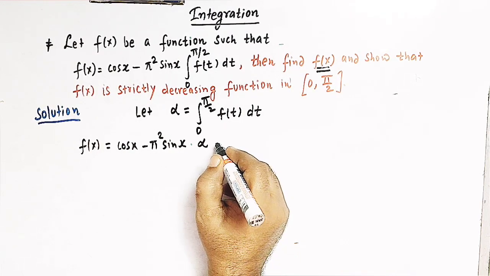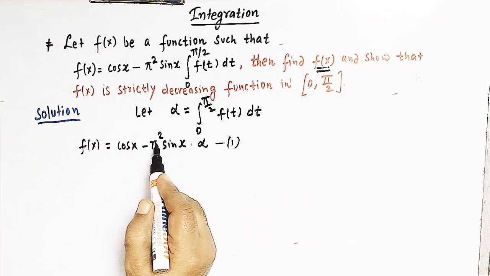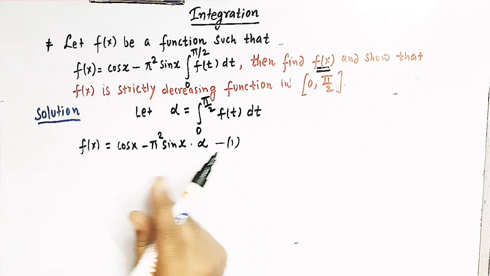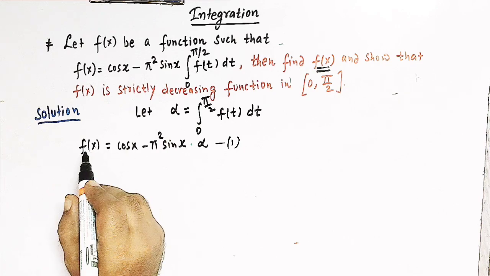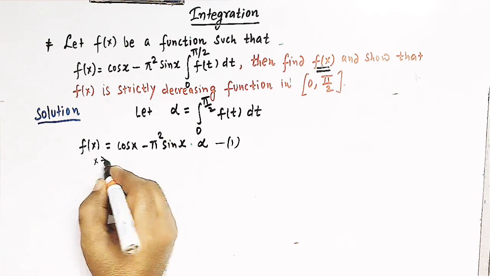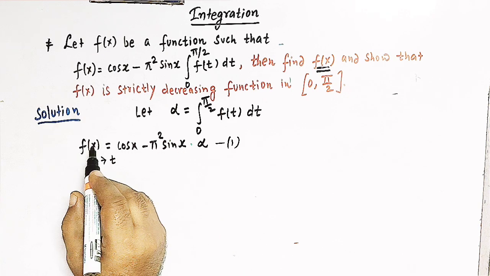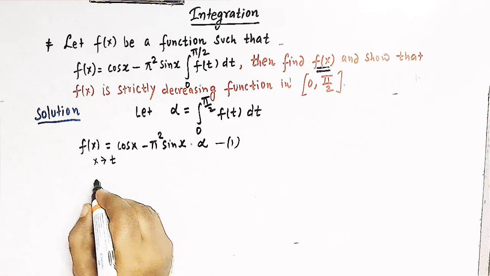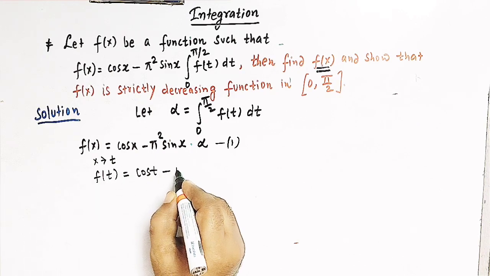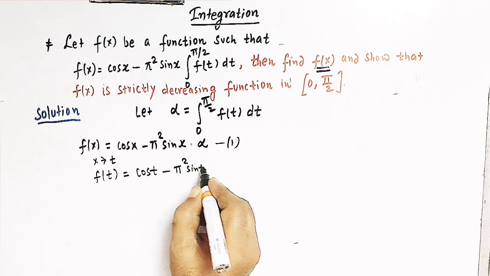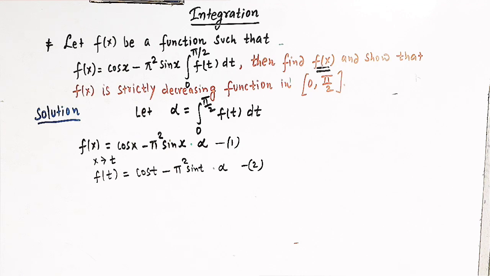Now let us observe this equation: f of x is equal to cos x minus pi square sin x alpha. So this is a function of x, and if we replace this x by t, using the concept of dummy variables, then we can easily get f of t is equal to cos t minus pi square sin t alpha. So this is our equation number 2.